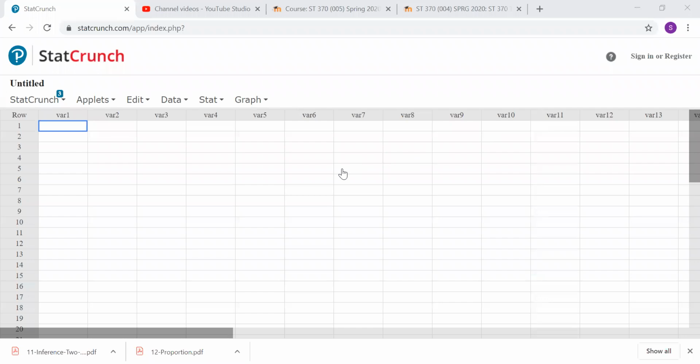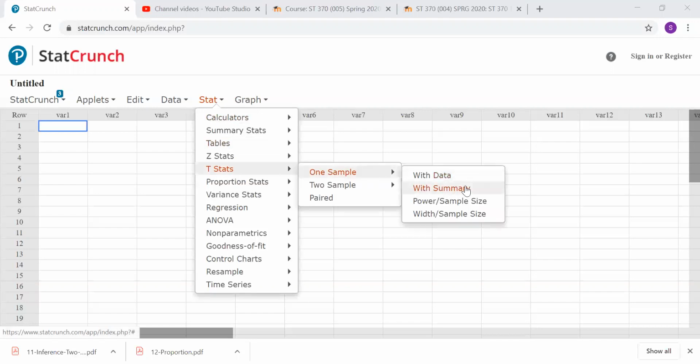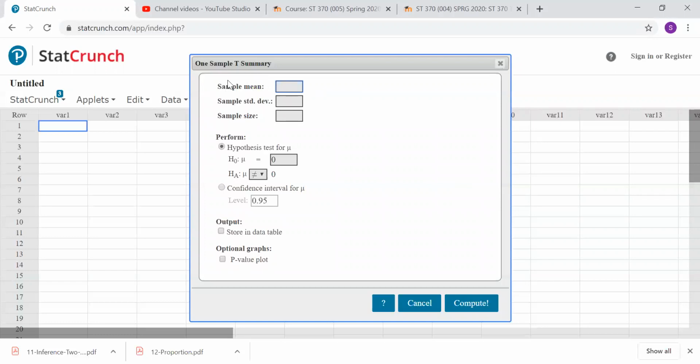That example. So as I've mentioned, for the pair data, because we are only focusing on the differences of the means, many of the other textbooks are considering it as a one sample t-test. So we are going to go Stat, T-stat, one sample with summary, because we don't have the raw data, we have the summary data. And here, for all those summaries for the sample, you are going to enter the summaries for the differences of the two groups.